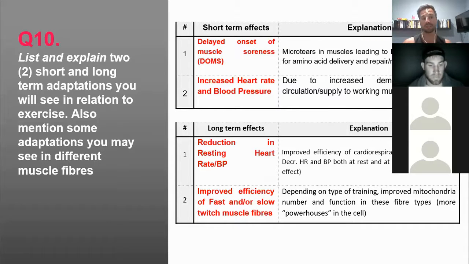Anything typically lifted at a slower speed with a focus on the eccentric phase. When a muscle is lengthening under load, that's when you typically cause more damage, more micro tears to that muscle, and that's where it has to grow back bigger and stronger.